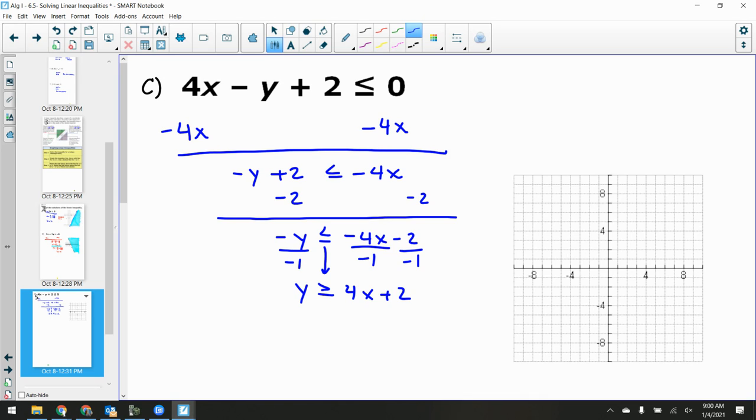I hope we would see at the very beginning that it might be easier to just add the y over to the right side from the very beginning, which would have been completely fine. So my slope is 4. My y-intercept is 2. 1, 2, 3, 4 over 1. Down 4, left 1.